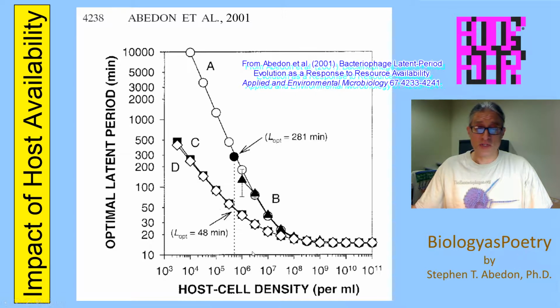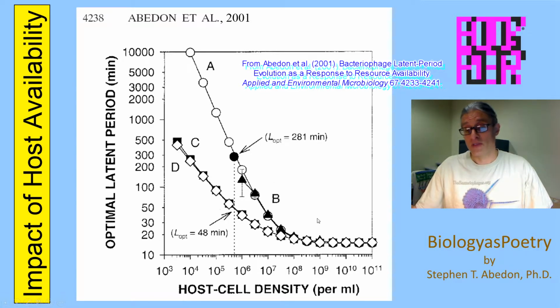So this is just returning back to my model, where I'm predicting the level of virulence displayed by, in this case, bacteriophages. Virulence being the equivalent of latent period, where longer latent periods, longer times over which the phage is infecting, are equivalent to less virulence, and shorter times are equivalent to more virulence.